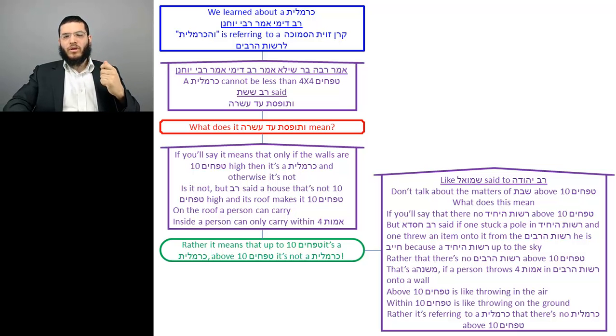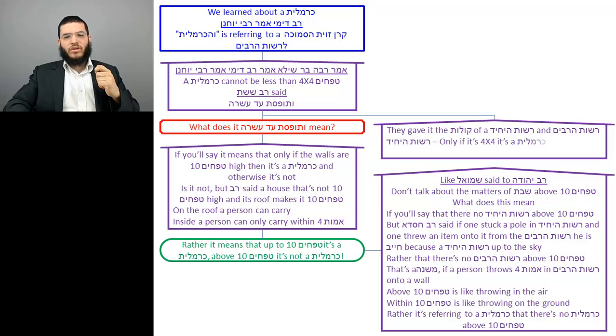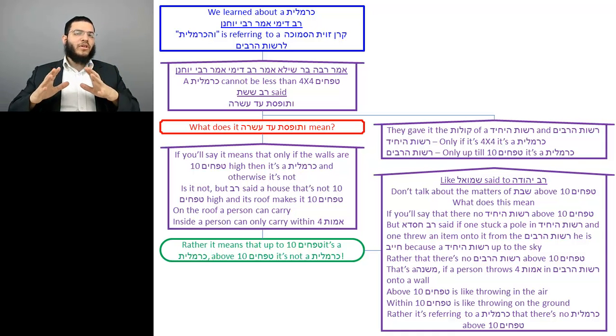And now the final part of the Gemara explains. It's all referring to the teachings of Rabbi Bar Shili, Amar Rav Dimi, Amar Rabbi Yochanan, the teaching of Rav Sheshes. The Gemara explains they gave it the kulas of reshus hayachid and the kulas of reshus harabim. The kula of reshus hayachid is that only if it's 4 tefachim by 4 tefachim wide, it's a carmelis, just like a reshus hayachid. The minimum size of reshus hayachid is 4 tefachim by 4 tefachim wide, and the kula of reshus harabim they gave is that it's only up to 12 tefachim. Is it a carmelis and not more? So we basically gave it the leniencies of each of them.